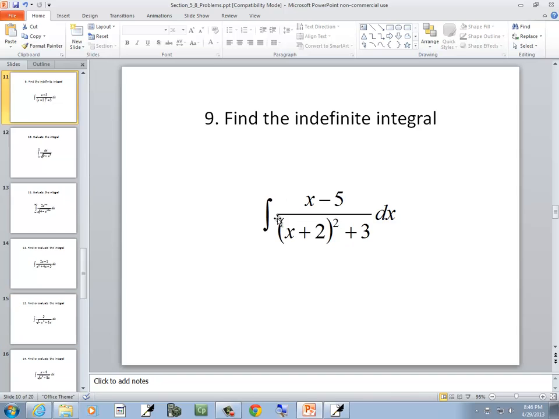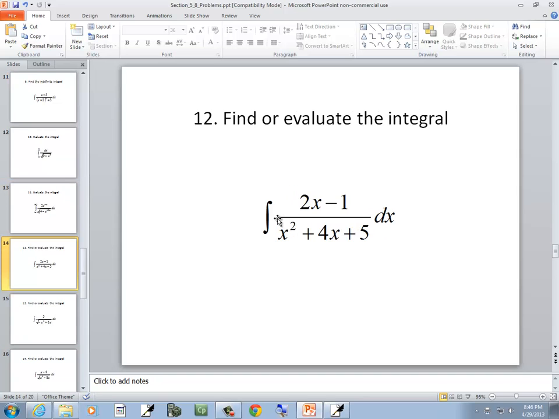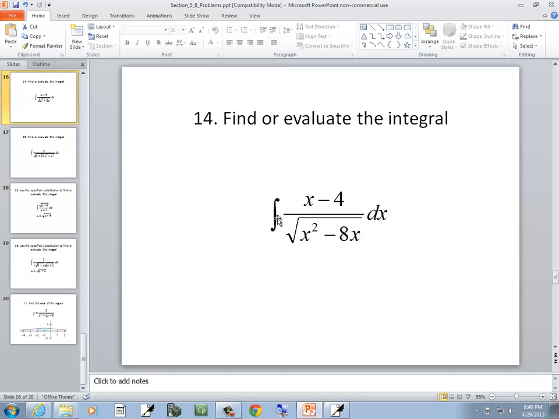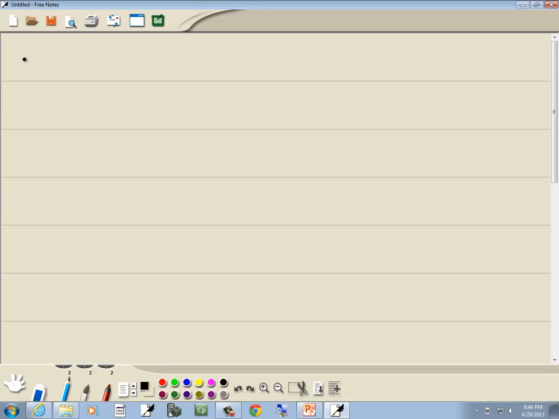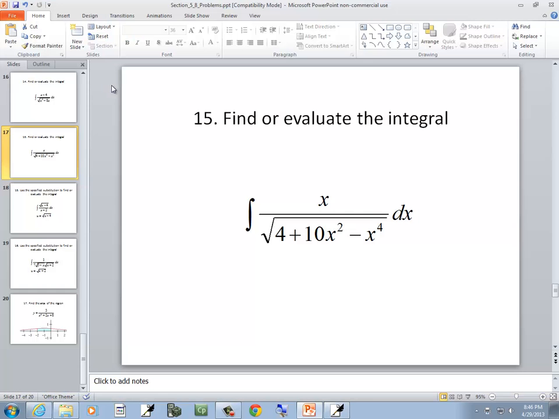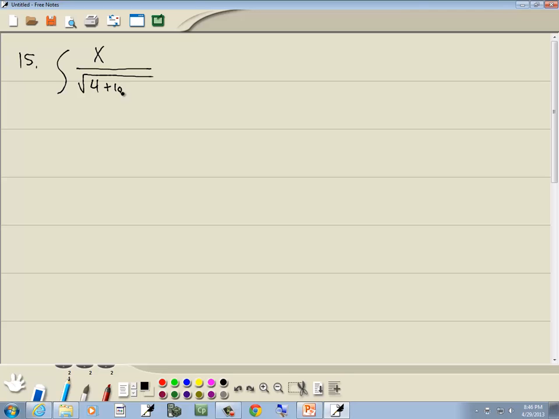Probably should have jotted down which one I was working on. I guess it was that one. So let's look at number 15. So we got the integral of x over the square root of 4 plus 10x squared minus x to the fourth dx. If I let u equal what's inside the square root, du would not equal the top part. So I know that's not going to work.